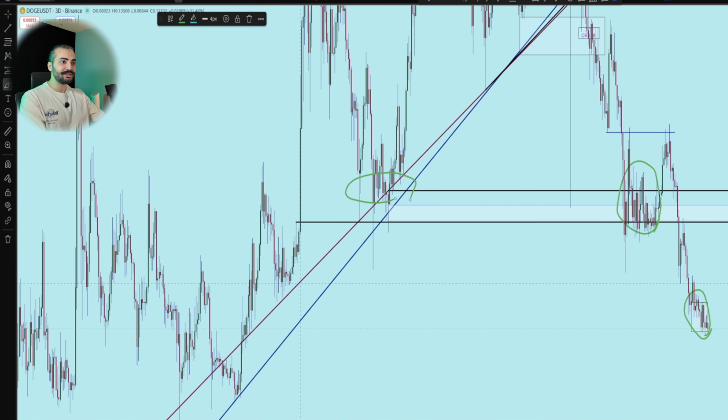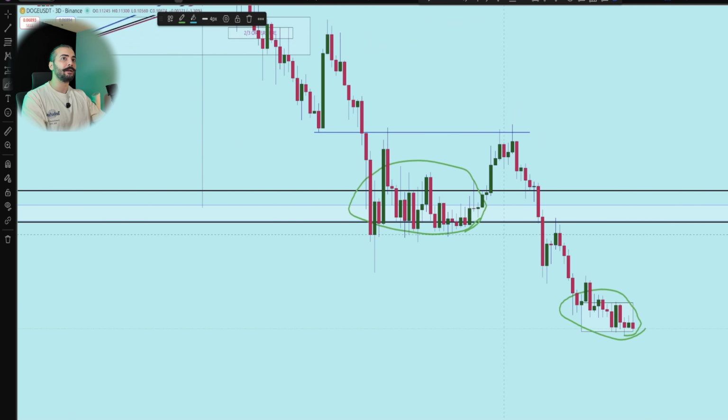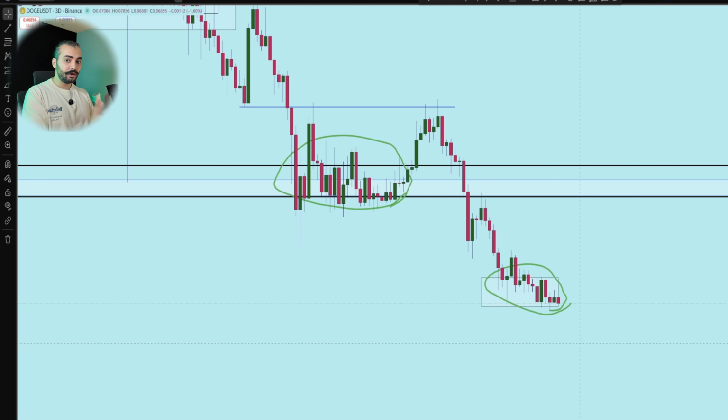The only difference that I'm expecting right now is that we've never made any liquidity grab. And the only thing that you have to care about right now, I'm not going to buy here. I am going to wait for one liquidity grab.